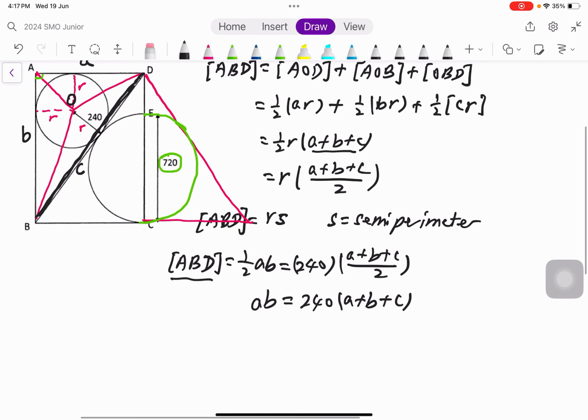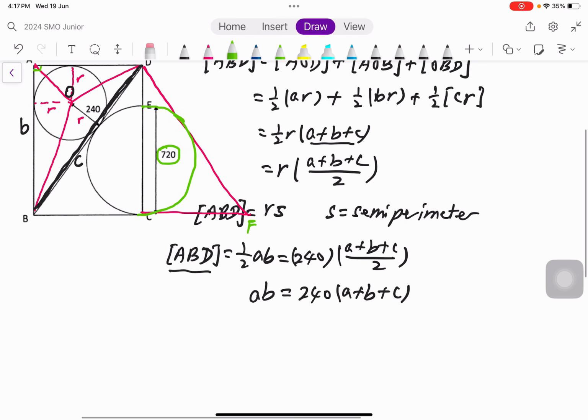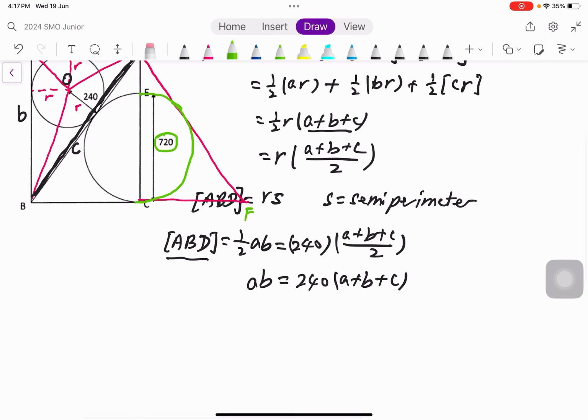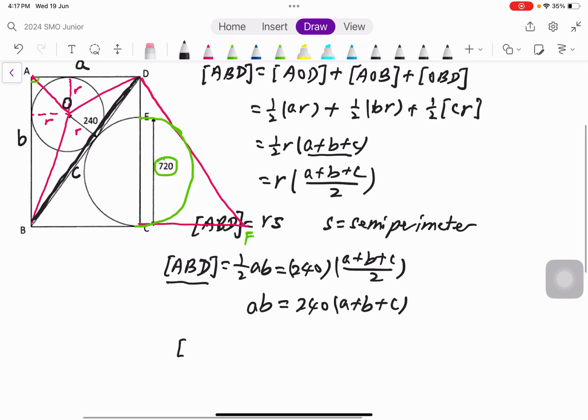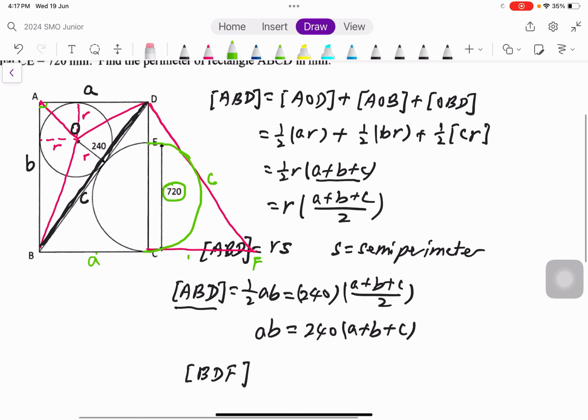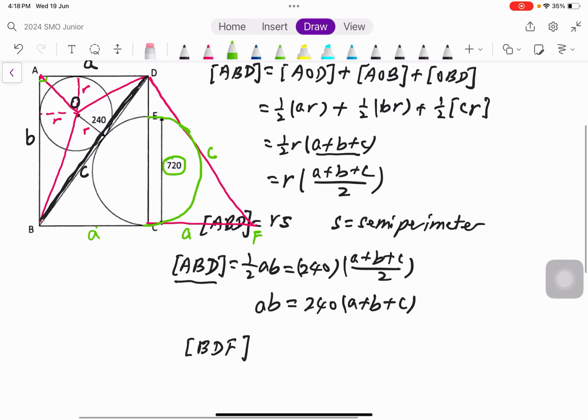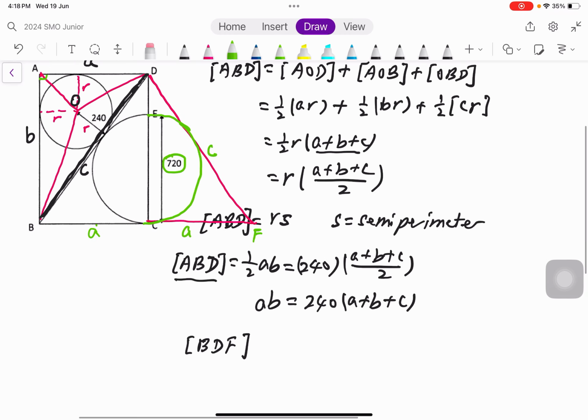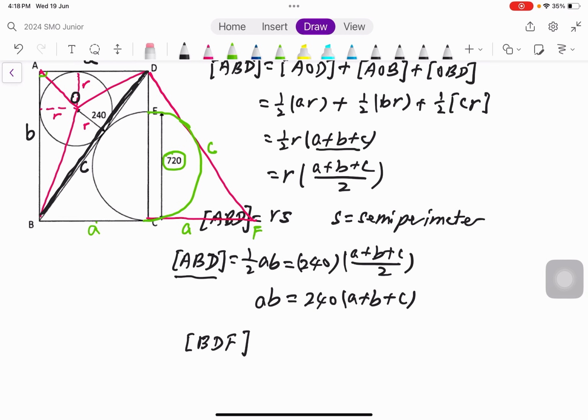Then take note, I would like to call this point here F. All right. Therefore, now we look at the area of triangle BDF. Take note, this length here is also C. And can you see that this is A, and this part here will be A also. All right. Therefore, can you see that the area of triangle BDF will be half the base. The base here is 2A.